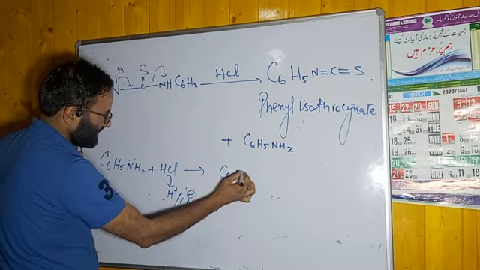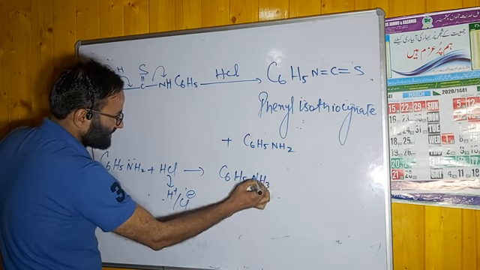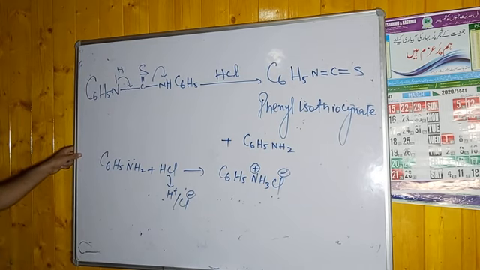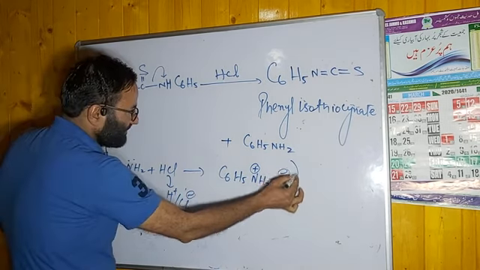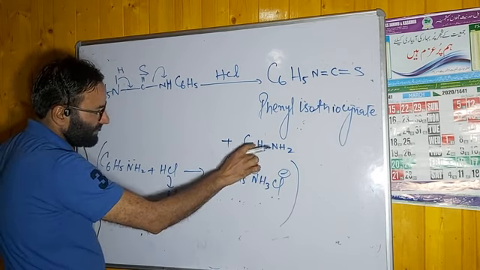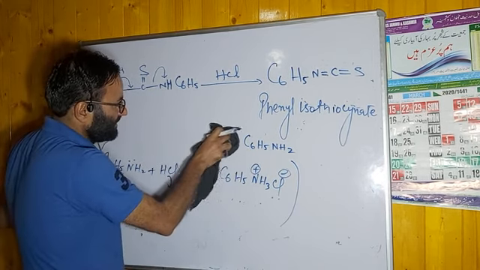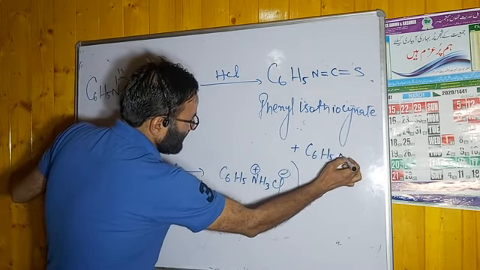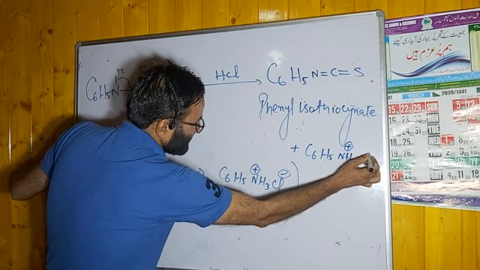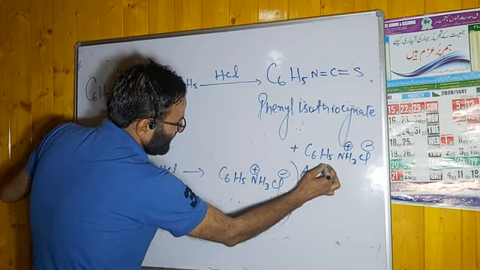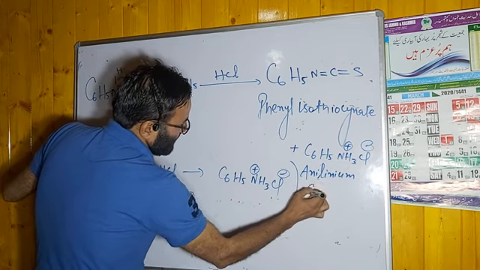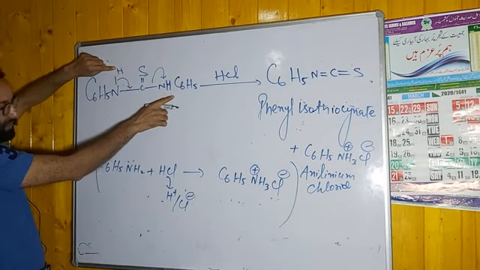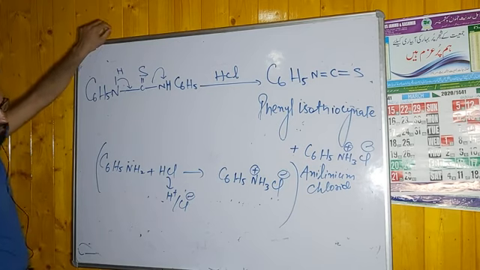You will have C6H5NH3 plus Cl minus, anilinium chloride. Its name is anilinium chloride. It means that instead of aniline, the product will be anilinium chloride. Instead of aniline, you can mention the product is C6H5NH3 plus with Cl minus, anilinium chloride. The H plus goes here; it would become aniline, but as the medium is acidic, it becomes anilinium chloride.